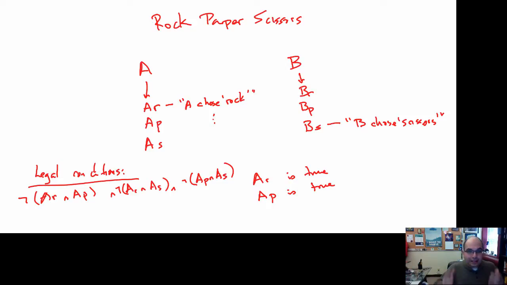That's not the only requirement, right? A has to make some choice. It can't just say, no, I'm not playing, okay? So let's add another condition here, and AR must be true, or AP must be true, or AS must be true, okay? So these 4 different little expressions make up what it means to be legal, okay? A legal configuration from the perspective of A. We'll need to have the exact same rules for B, right?